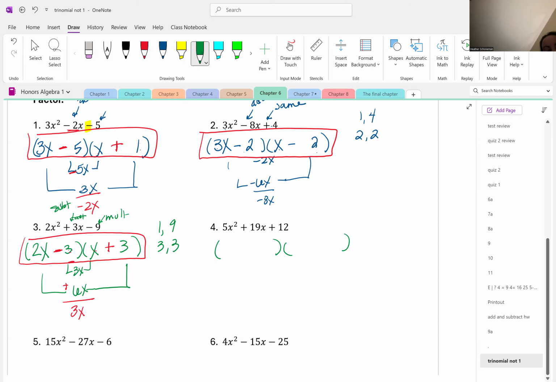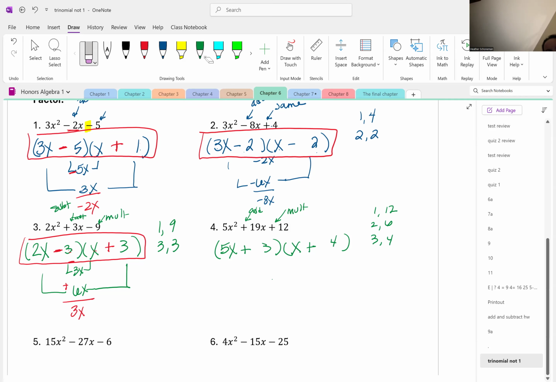Okay, 5x squared would be 5x and x. Now, since they multiply to a positive 12, they're going to have the same sign. And if they add to 19, that same sign is going to be plus. So we don't have to determine the signs on this one. 12, we've got 1 and 12, 2 and 6, 3 and 4. I don't really know where the right place to start is. We can start with 3 and 4. That's going to give me 3x and 19, or excuse me, 3x and 20x.